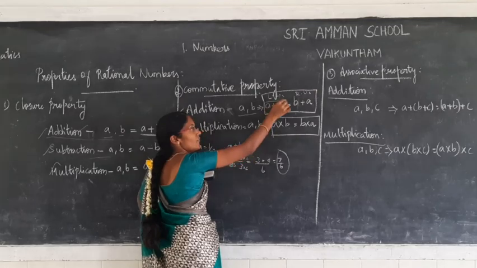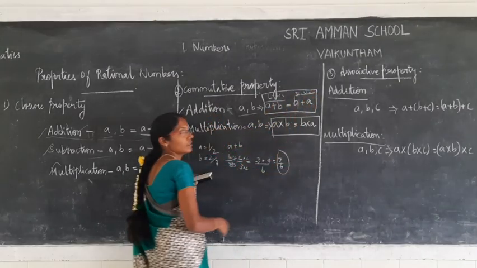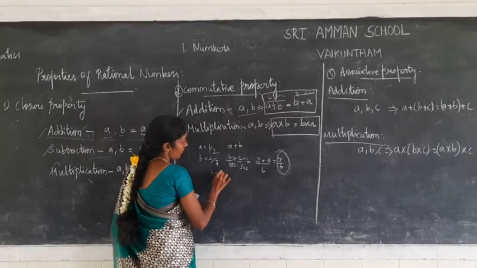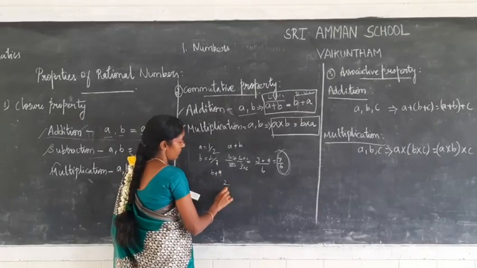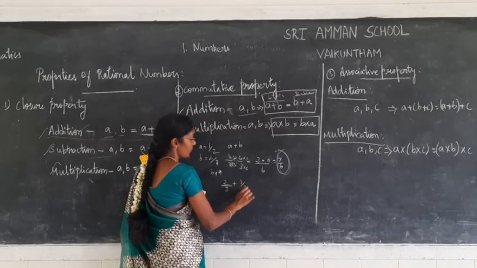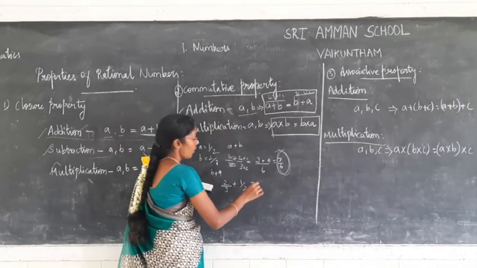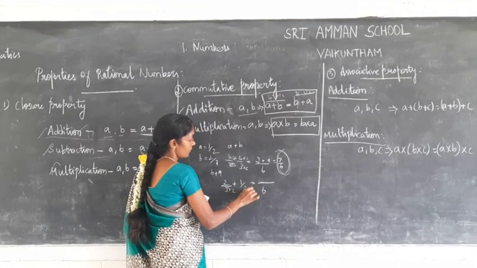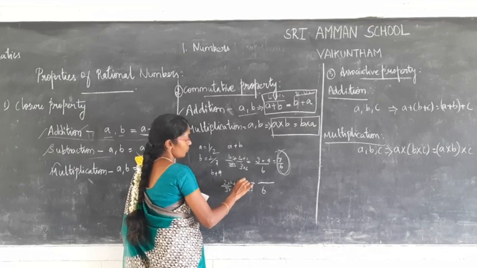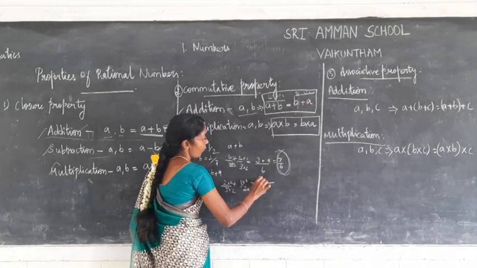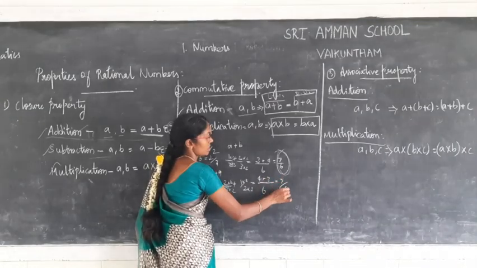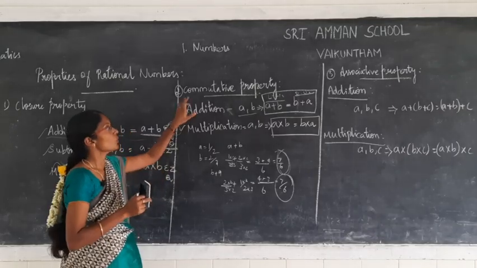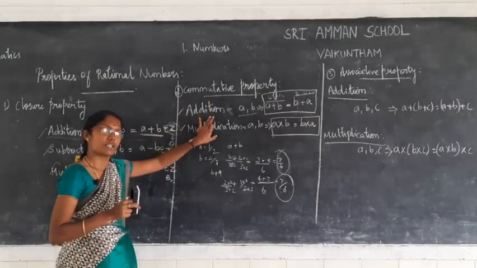What is LHS? Left hand side. What is RHS? Right hand side. So the left hand side is 7 by 6. Now we have to find the right hand side, b plus a. What is b? 2 by 3. What is a? 1 by 2. Clear? So the LCM is 6. So 2 2s are 4 plus 1 3 is 3. That is 7 by 6. So LHS is equal to RHS, that is a plus b is equal to b plus a. So the commutative property satisfies addition.